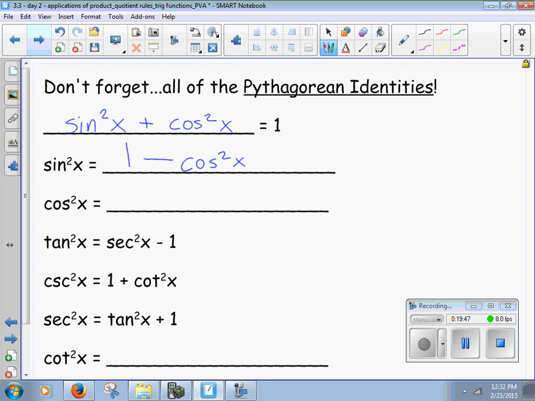How could I move things around to figure out what sine squared x is? Algebraically, just subtract cosine squared from both sides, and what would you have? Sine squared x equals what? 1 minus cosine squared x, right? Because all I would do is move that cosine to the other side with subtraction. What would cosine squared x be? 1 minus sine squared x. Very good.